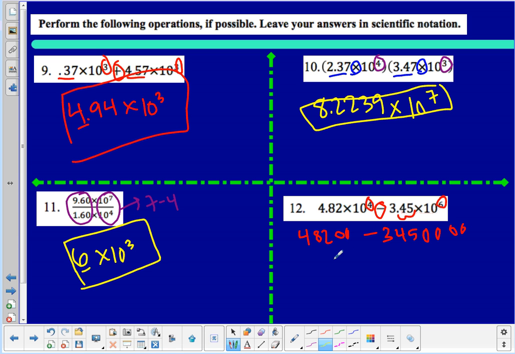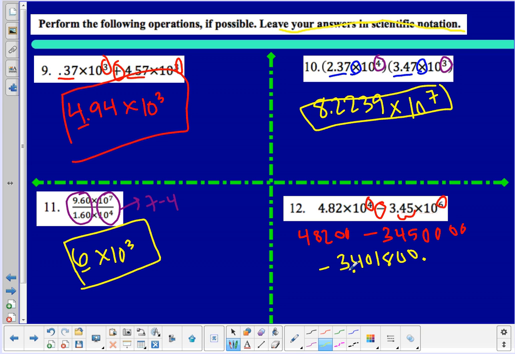I got negative 3,401,800. Okay, so there's the number that I got, but now it says leave your answers in scientific notation. So I need to go back and put this in scientific notation. My decimal point needs to go there. Currently it's right there.